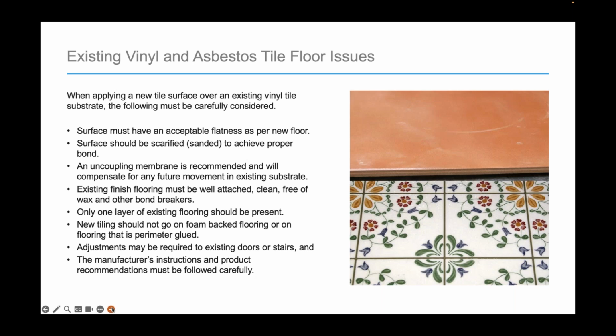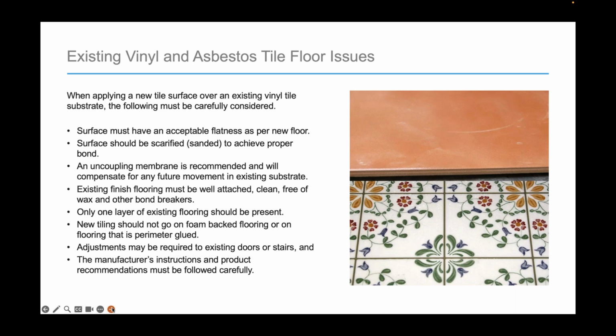Another one is existing vinyl and asbestos tile floor issues. When applying a new tile surface over an existing vinyl tile substrate, the following must be carefully considered. The surface must have an acceptable flatness as per a new floor. The surface should be scarified or sanded to achieve proper bond. An uncoupling membrane is recommended and will compensate for any future movement in the existing substrate.